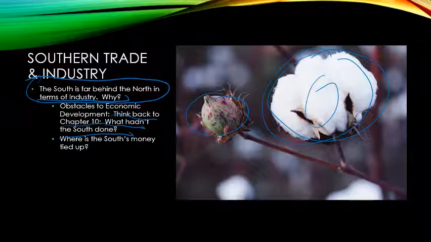And again, still reviewing, where is all the money in the South tied up? It's tied up in two areas. It's tied up right here in cotton, primarily, yeah, a little bit in tobacco too, and that sort of thing. It's tied up in cotton, and it's tied up in slavery.